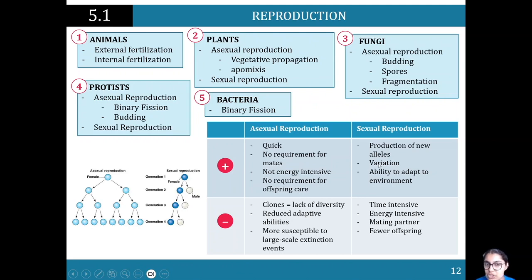The advantages of sexual reproduction are that it leads to the production of new alleles, which also contributes to variation, and it gives individuals the ability to adapt to their environment and hence aids natural selection.